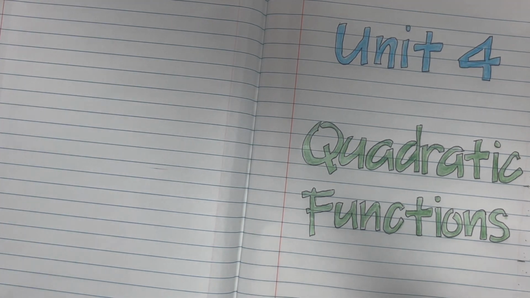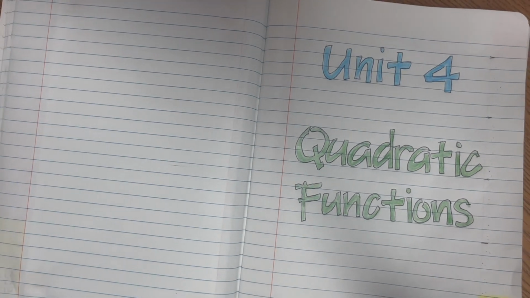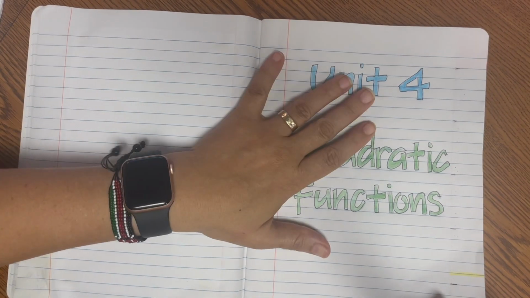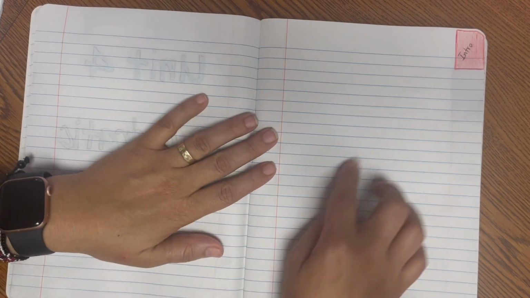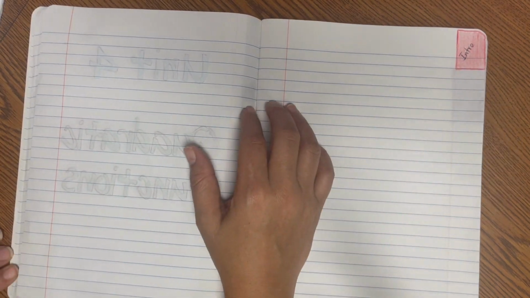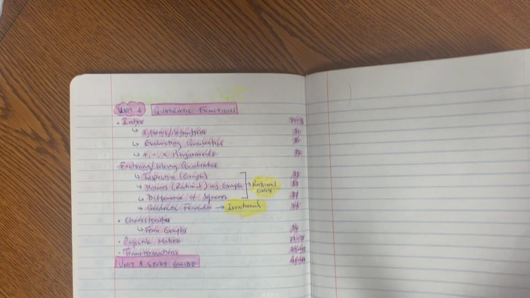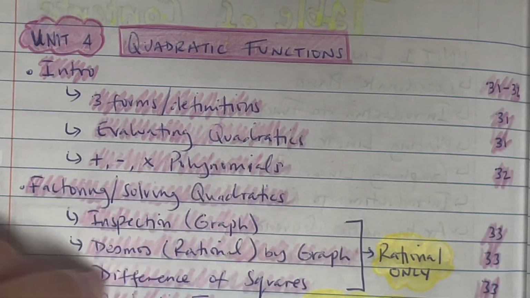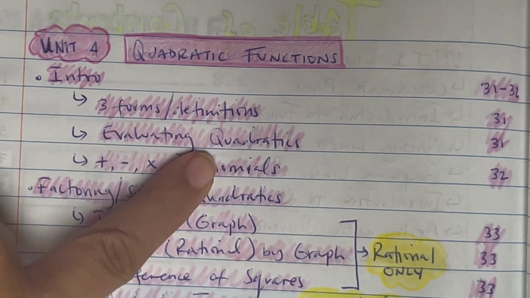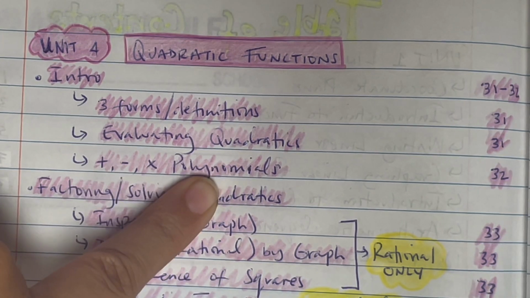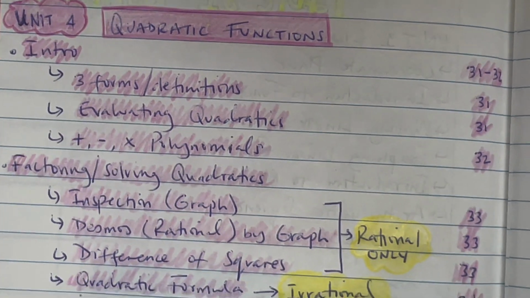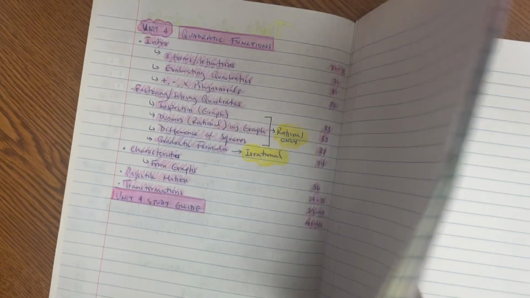All right, now you have your pages in order. You're going to glue them in the book, but please, before you glue, you are going to make sure that your tabs line up. All right, so this is unit 4, my cover page. On this one, I should have an introduction. Now, my introduction, I'm going back to my table of contents. My introduction covers a few things. 3 forms, definitions, evaluating quadratics, and adding, subtracting polynomials. That's what I need to make sure goes on that cover page.